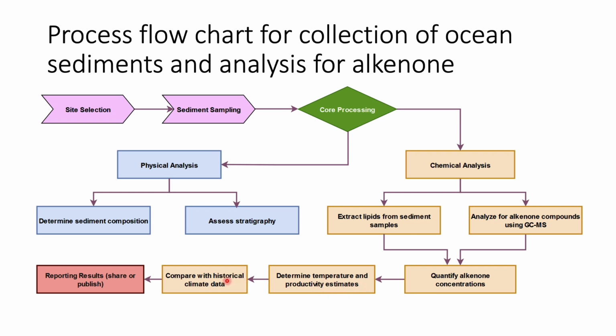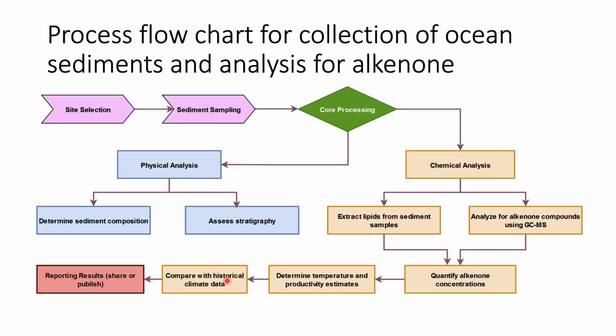Based on that, we compare with the historical climate data, because this is not the only thing we are doing. There are also other studies people have carried out to know what the temperature was in the past. So we can use this alkenone to correlate and compare with the known result values from the other experiments, and we can clearly say, yes, this is what is happening, or no, this is not, there is some change we have to make. Those kinds of comparisons we can do by the alkenone analysis.